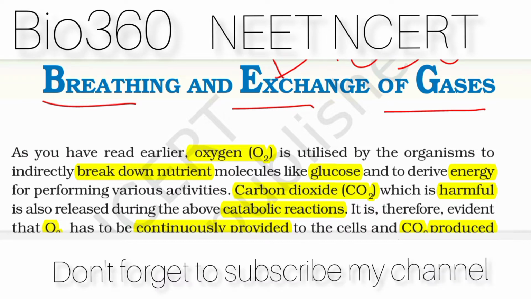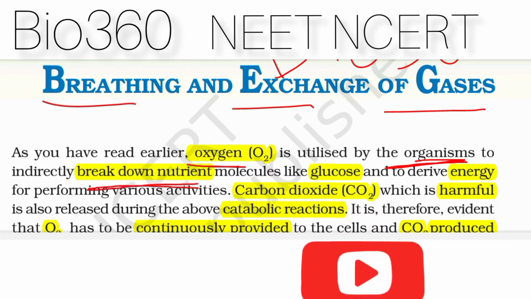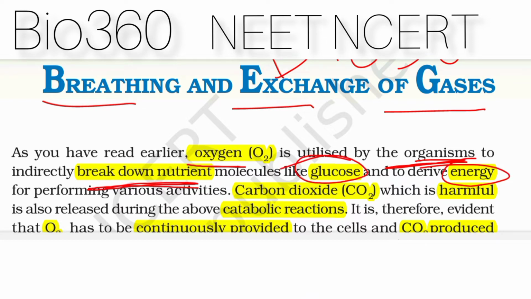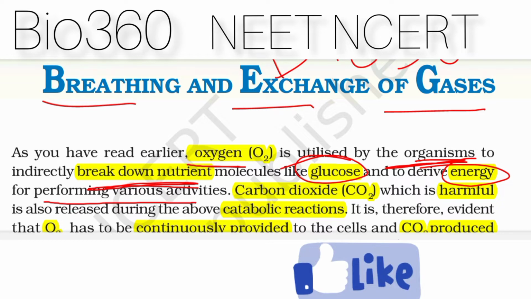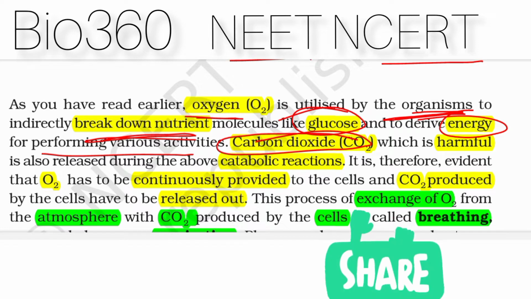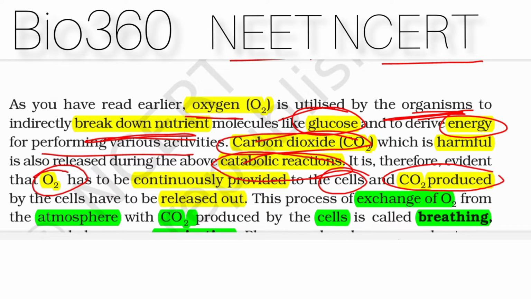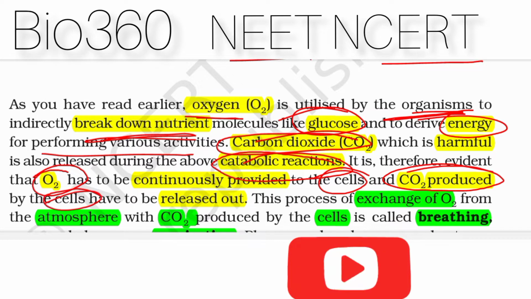So let's get started. As we know, oxygen is utilized by organisms for the indirect breakdown of nutrients, such as glucose, which provides us energy to perform our daily life activities. Carbon dioxide, which is a harmful gas, is produced by our cells during catabolic reactions. So there should be a mechanism for continuous supply of oxygen to the cells and to remove the carbon dioxide which is produced by the cells.